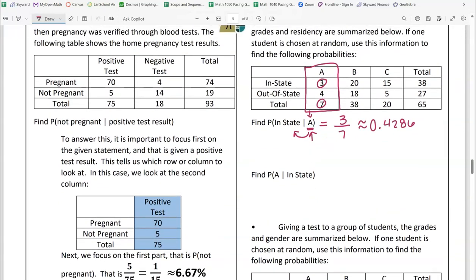Okay. Let's see. I'll do this one and then I'll have you try the next one on your own. So, probability that someone got an A given that they are in state. So we're looking at all the in-state scores. Okay, and we want to find the probability that they got an A. So both in-state and A would be 3 over the total in-state students, which is 38. Let's see. Does that simplify? It does not.